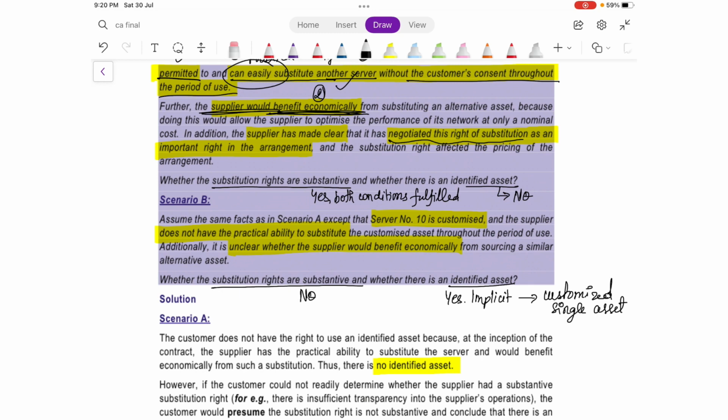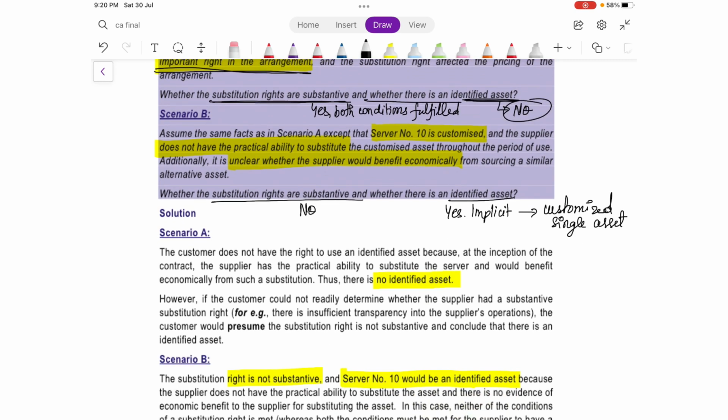Okay. So here the supplier has made clear that it has negotiated this right of substitution as an important right in the agreement. The lessor has also made it clear that he has this right in the contract itself. So here they are asking whether the substitution rights are substantive. Yes, it is substantive because both the conditions are getting fulfilled, and whether this is an identified asset. If the lessor has a substantive substitution right, then it cannot be an identified asset. Okay, so the answer here is no.